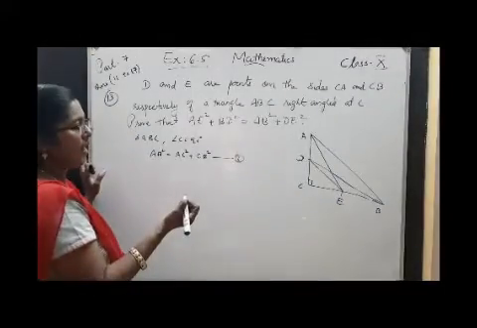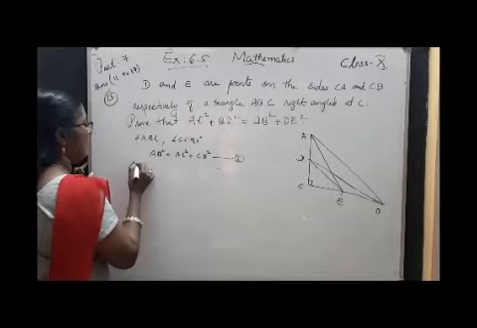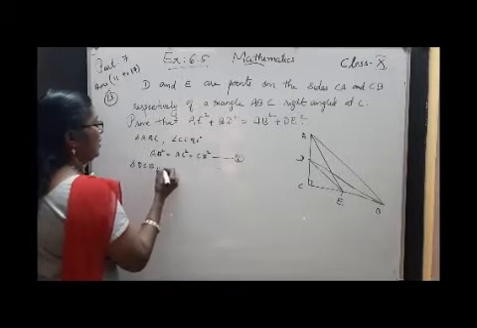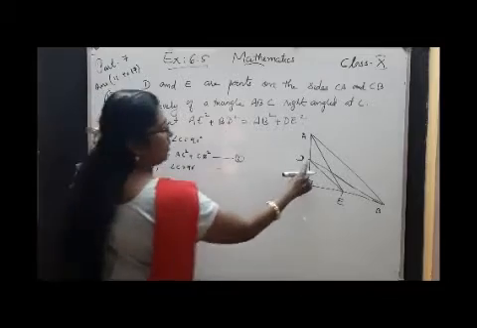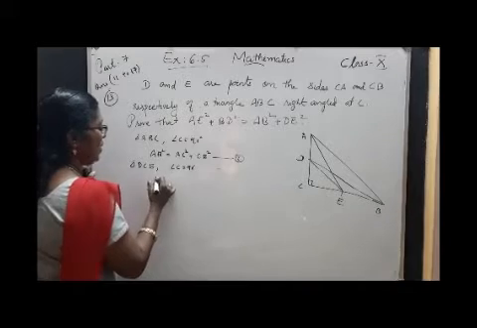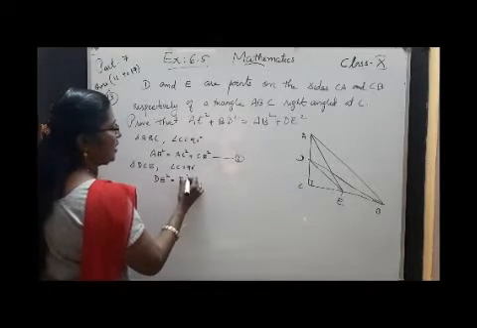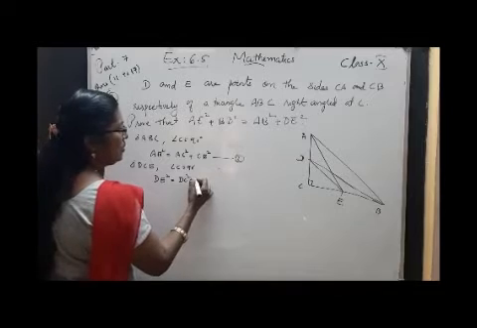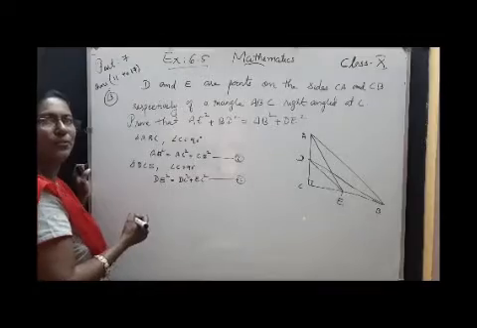Okay. The next triangle, DCE. Take the triangle DCE, that is angle C equal 90 degrees. DE is the hypotenuse. So we can write DE square equal DC square plus EC square, that is equation number 2.